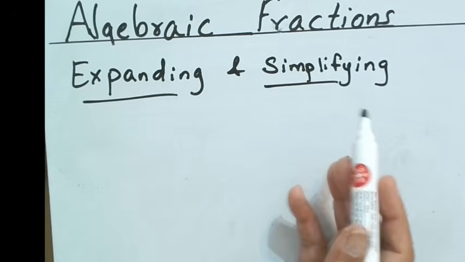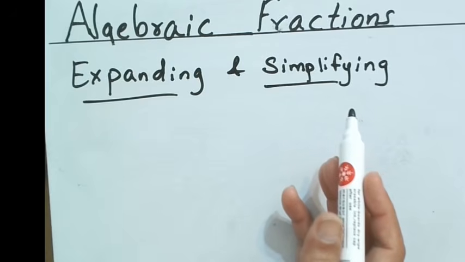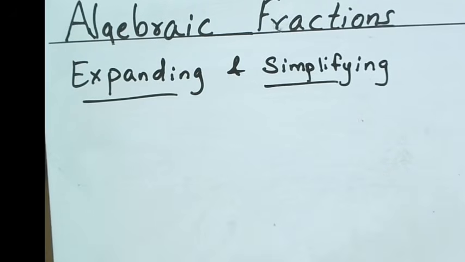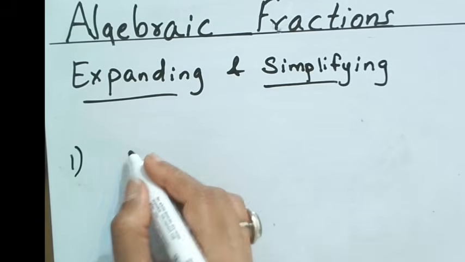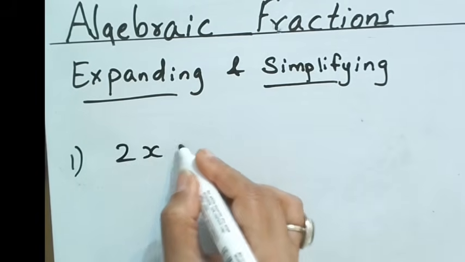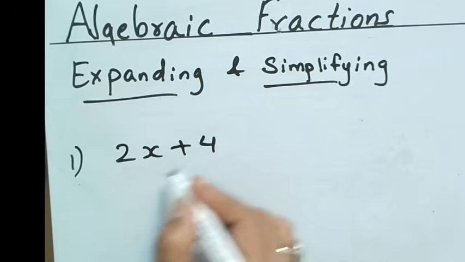This is like the topic for grade 6 and 7. Okay. So you will say simplifying. Expanding and simplifying. Suppose you have quotient 2x plus 4 divided by 2.